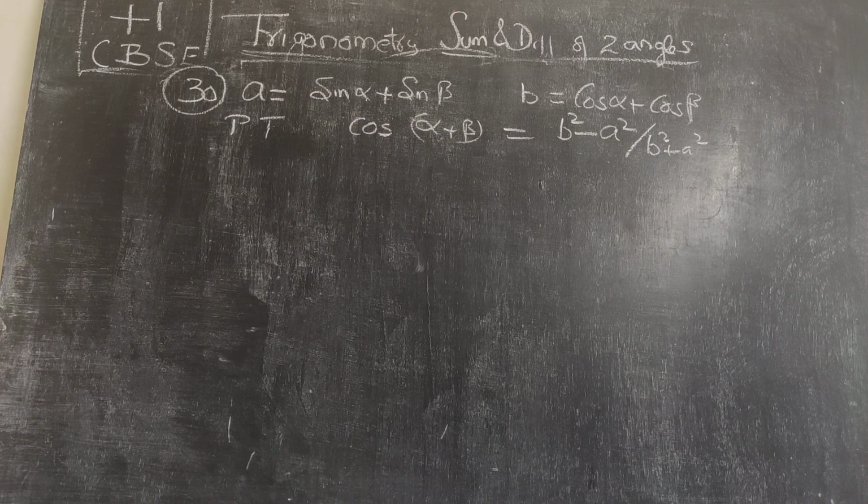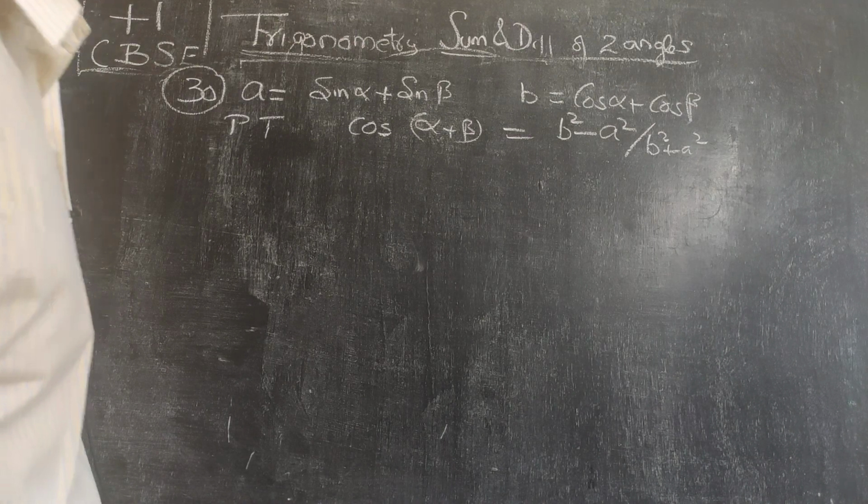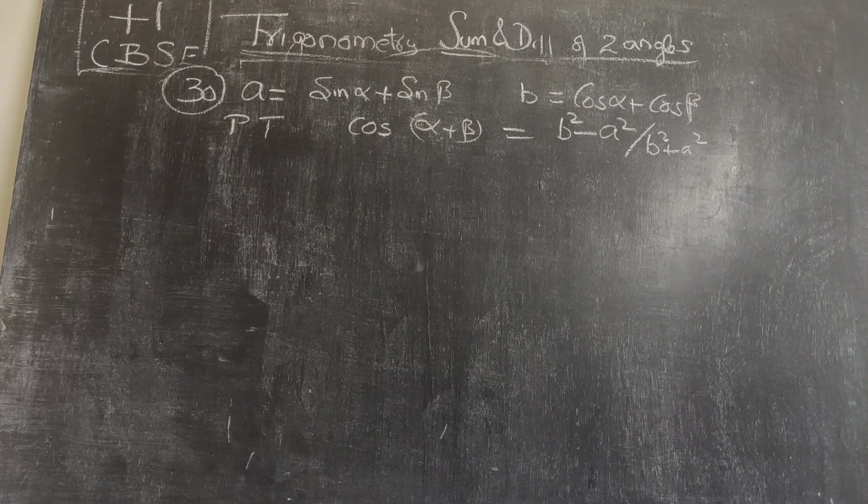A equal to this, B equal to this given. Prove that. We have to prove cos alpha plus beta equal to b square minus a square divided by b square plus a square. I am going from the other side. B square minus a square by b square plus a square we want, is it not? Let us find out what is b square.